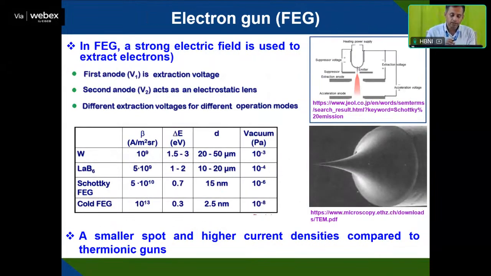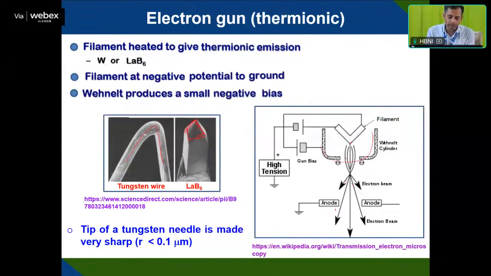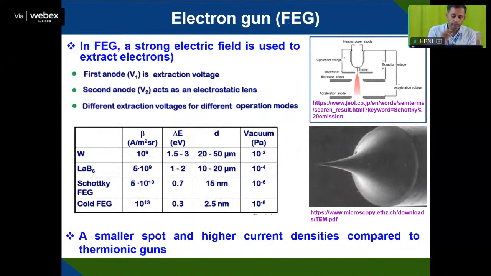So nowadays, instead of this, earlier we mostly used tungsten wire and LaB6 as a source, but nowadays we are also using the field emission gun. A strong electric field is used. Initially it was thermionic emission, now field emission is also possible. In modern microscopes, mostly FESEM, FEG, this electric field is used.